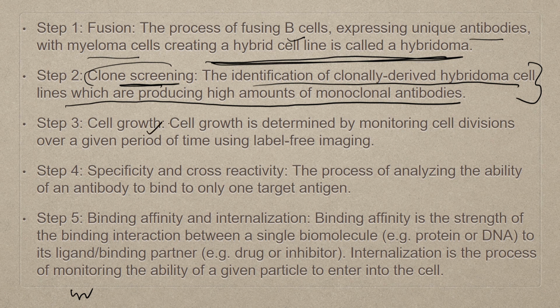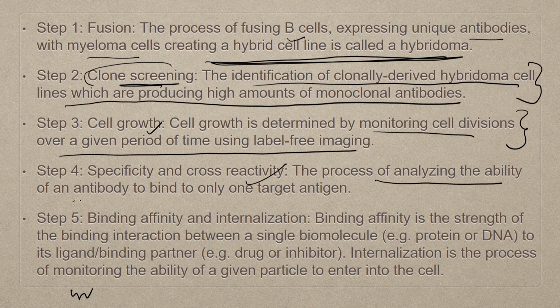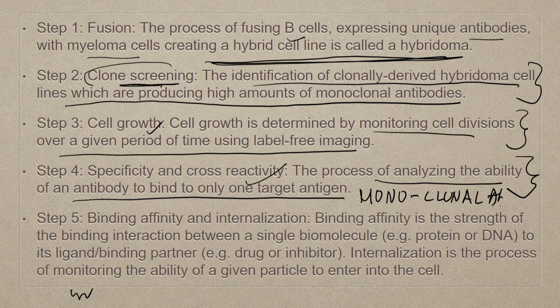Step 3 is cell growth. Cell growth is determined by monitoring the cell division over a given period of time using live cell imaging. Step 4, specificity and cross-reactivity. This is basically the verification route, the process of analyzing the ability of an antibody to bind only one target antigen in order to prove its monoclonal ability.